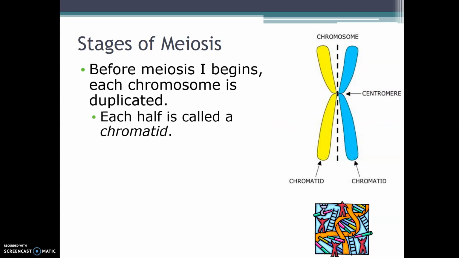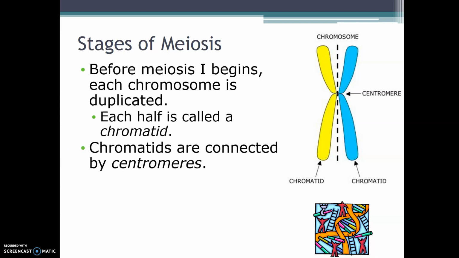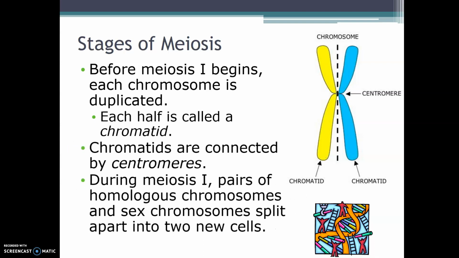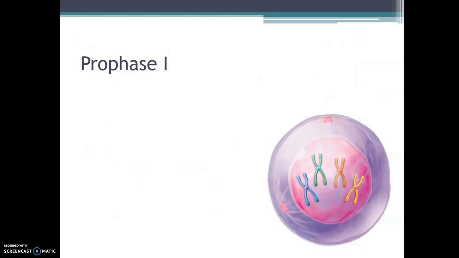So before meiosis 1 begins, each chromosome is duplicated. Each half is called a chromatid. Chromatids are connected in the center by a centromere, and during meiosis 1, pairs of these homologous chromosomes and sex chromosomes split apart into two new cells.